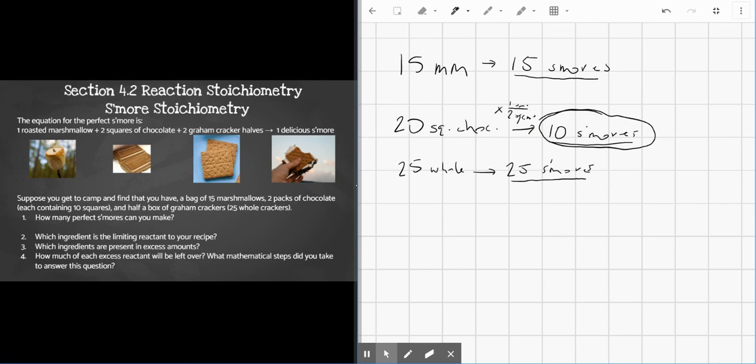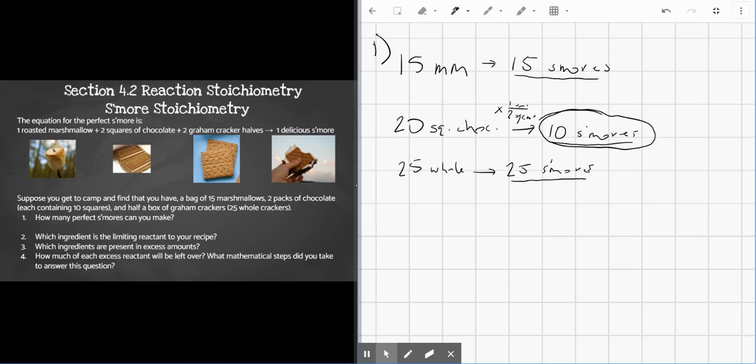So you have to do the math as many times as there are reactants. Thankfully, there's usually only 2 reactants. So we figure out how many I can make from each one. The smaller number is how many you can actually make. Okay, that was number 1. So my answer is 10.